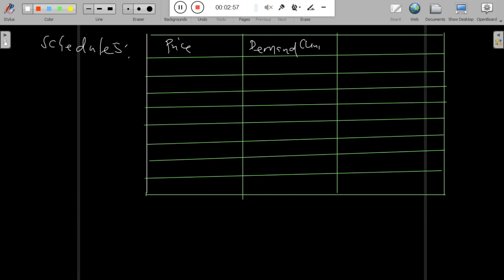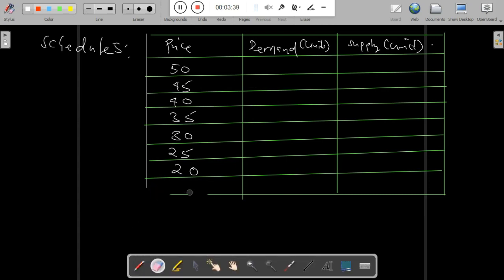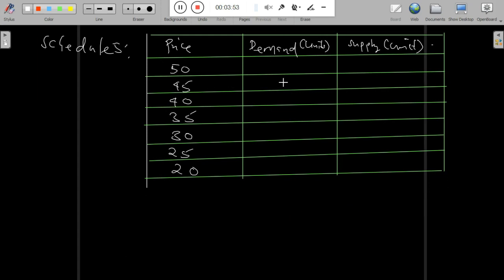The price starts from 50, 45, 40, 35, 30, 25, and 20, so it runs from 20 to 50. The demand units are 10, 20, 30, 40, 50, 60, and 70. The supply units are 70, 60, 50, 40, 30, 20, and 10.